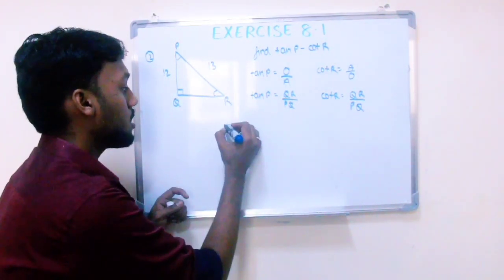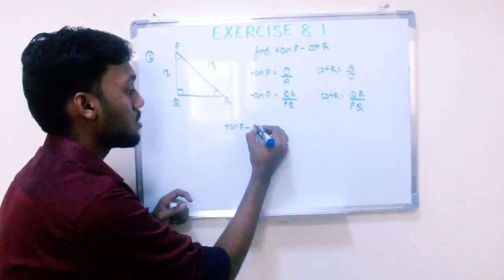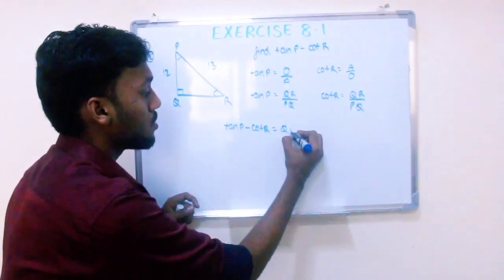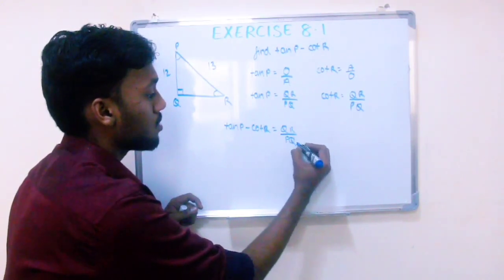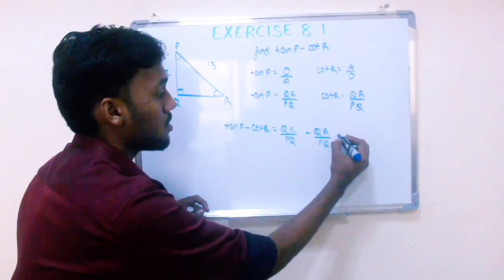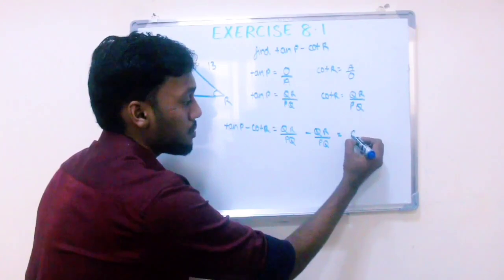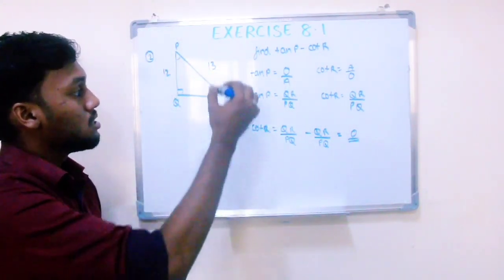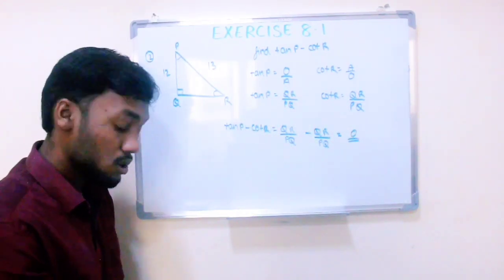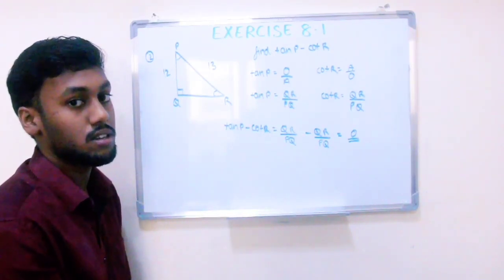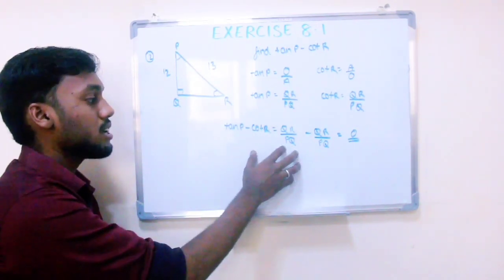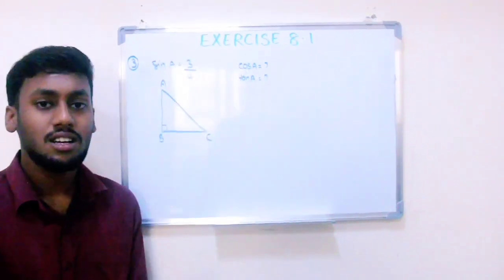So can we write tan P minus cot R equal to QR by PQ minus QR by PQ? What will you get? Both are the same and they will cancel out, right? So you will get the ultimate answer as 0 itself. So it's very simple. Tan P and cot R come out to be the same. It's not always the case, but it might be the same or different depending upon the values and the angles which we consider. And we will get the answer as 0. That's it. Let's go to the third question.